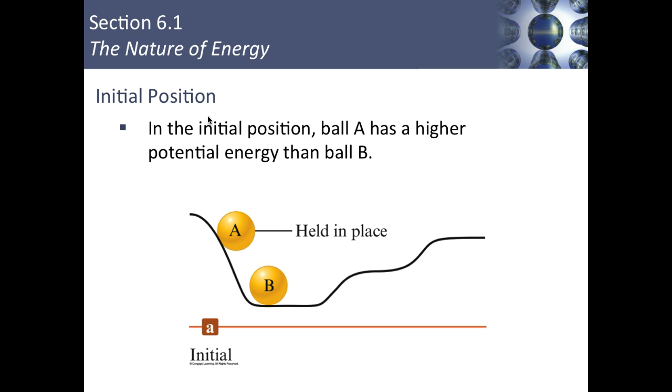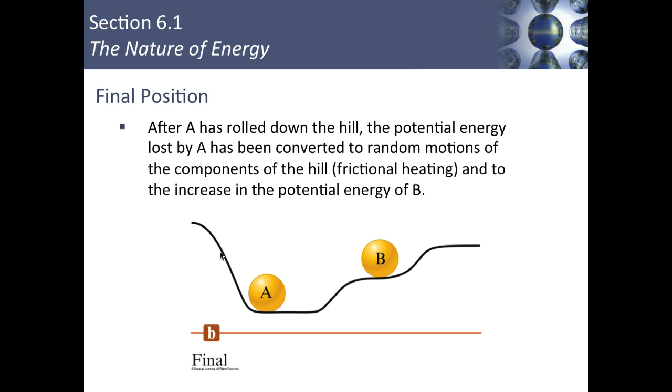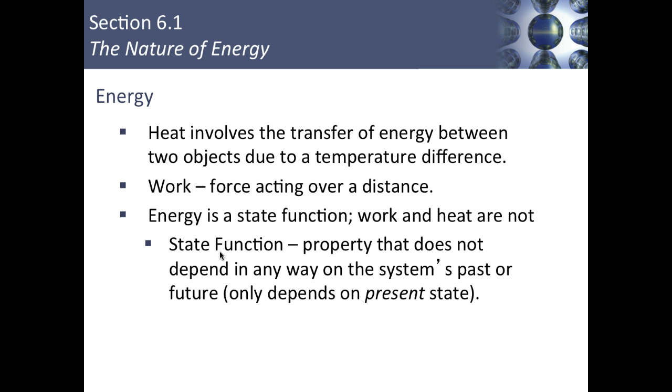And just a little bit of a diagram to help us understand. Looking at our first object, we'll say object A, which has a higher potential energy than ball B, but once it's released, it will actually cause ball B to move along the hill and end up at a higher potential energy than A had.